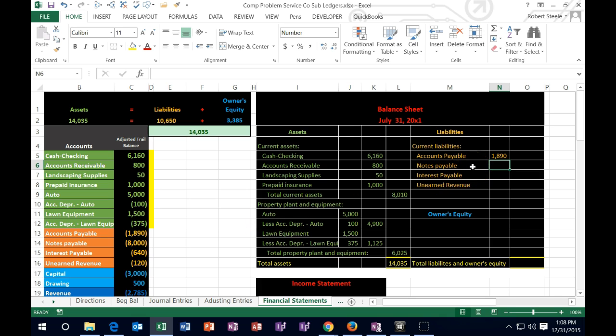Could do the same thing here for the notes payable, negative of that number, and enter. Same thing for interest payable, negative of that number, and enter. Same thing for unearned revenue, negative of that number, and enter. And again, you might be going, well, you could have done that faster.